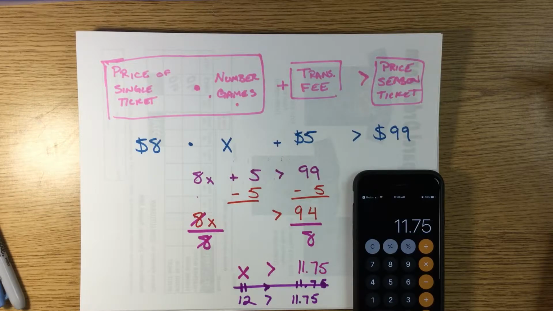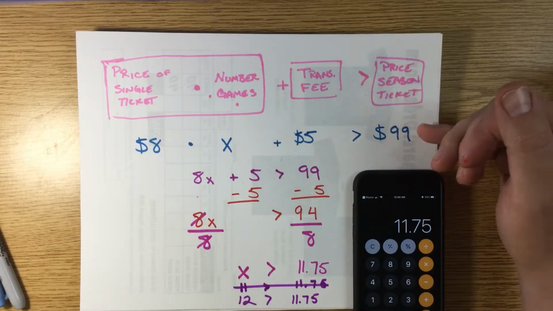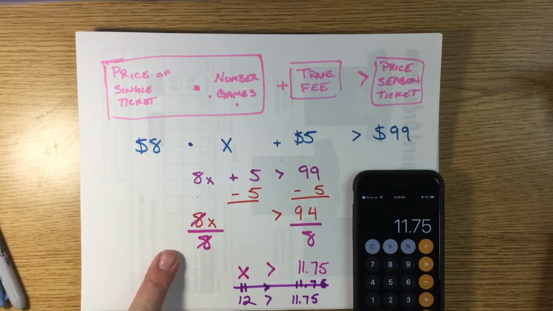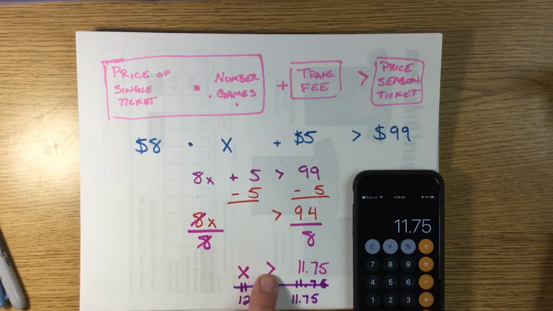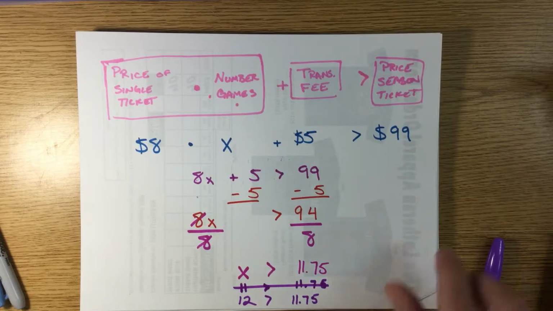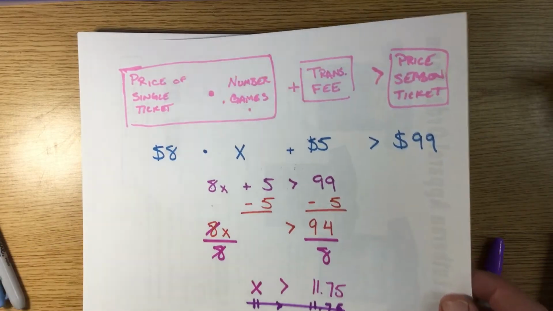And so there we have it. So I've gone from a verbal model to a variable inequality. I did my inverse operations, leaving me with x is greater than 11.75. In other words, 12 games would be what it would take. Okay? Some other things to think about in your book on page 324 that I just want to point out to you. Please turn to it.